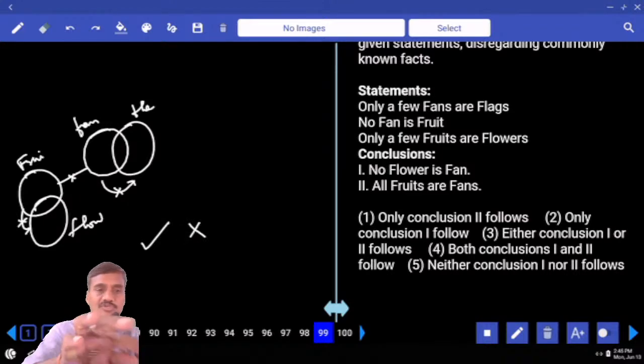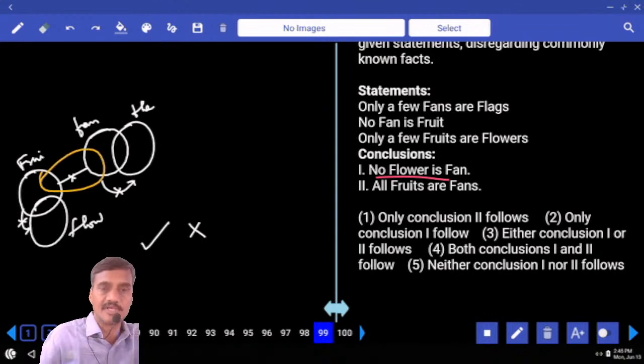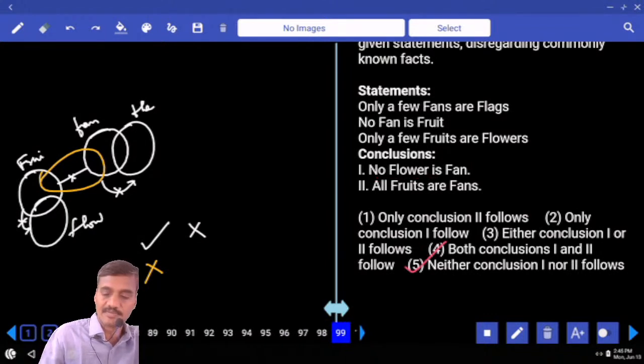Then coming to the first conclusion, that is true, negative conclusion. ఇది false అవ్వాలంటే ఏం చేయాలి చెప్పండి? Some flowers are fan. Flower and a fan ఇలా రాసుకోవచ్చు కదా. రాసుకుంటే ఏమైపోయింది? Alternate diagram true, previous conclusion false. And so what is your answer? Neither one nor two, that is choice 5, question number 99.